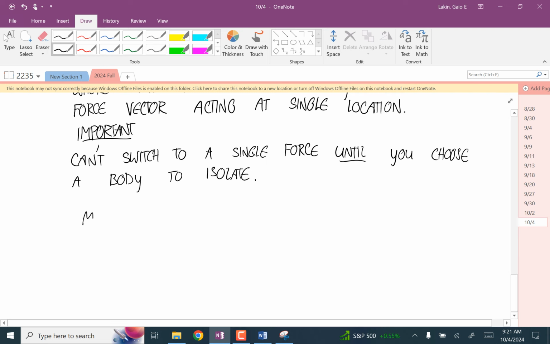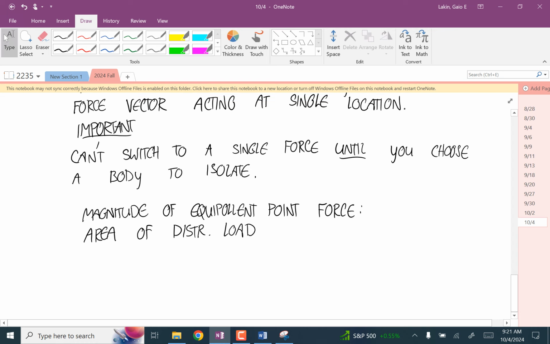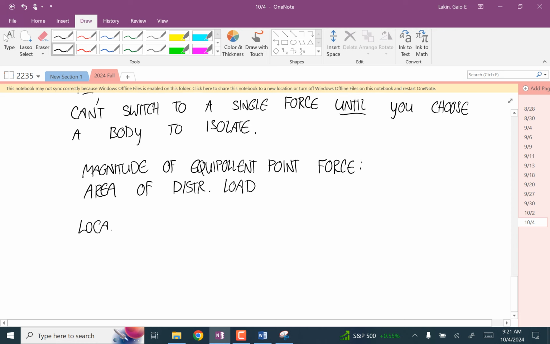Okay, so the magnitude of the equipollent point force is the area of the distributed load, and the location of the equipollent point force is the centroid of the distributed load.